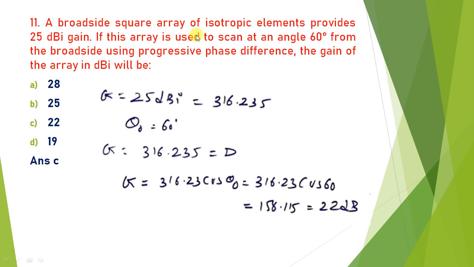A broadside square array of isotropic elements provides 25 dBi gain. If it is scanned at an angle of 60 degree from the broadside using progressive phase difference, what is the gain of the array in dB? So now the original gain is given as 25 dB. Converting into real number, that will give you 316.235. And this gain is scanned at an angle of 60 degree. So what is the direct gain? This original gain multiplied by cos 60. That will give you 158, and in dB 22 dB. So the answer is C.